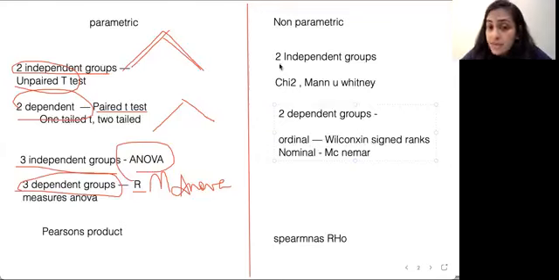All right. So always remember, if they tell you there are two independent groups and they tell you nominal, then you pick chi-square. If they tell you ordinal, then you pick Mann-Whitney. If they tell you nothing, you still pick Mann-Whitney. Clear?